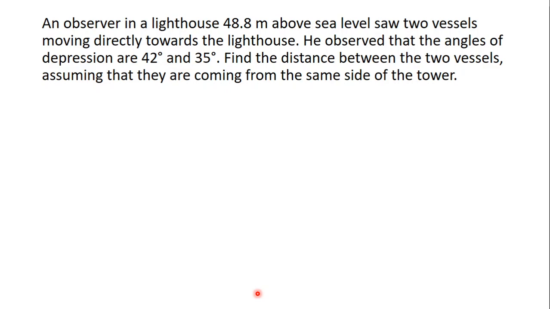An observer in a lighthouse 48.8 meters above sea level saw two vessels moving directly towards the lighthouse. He observed that the angles of depression are 42 degrees and 35 degrees. Find the distance between the two vessels, assuming that they are coming from the same side of the tower. Okay, so, madali lang to.